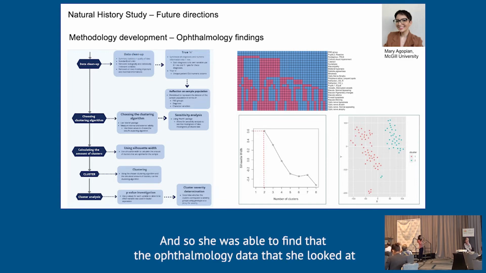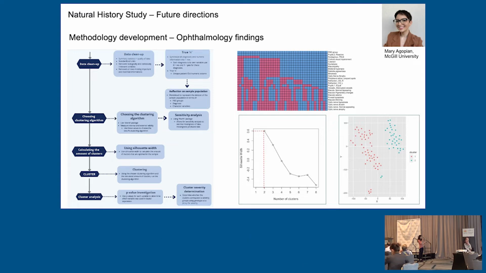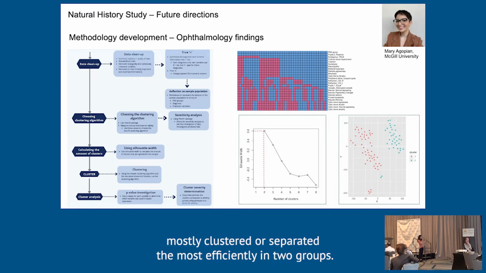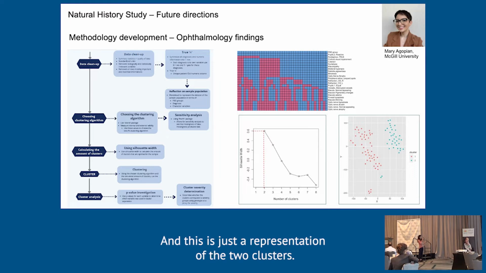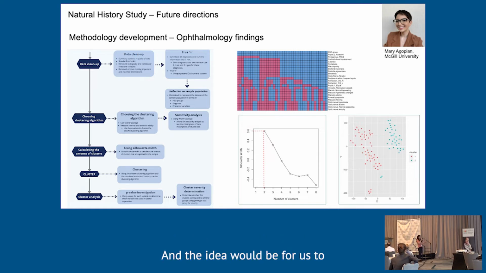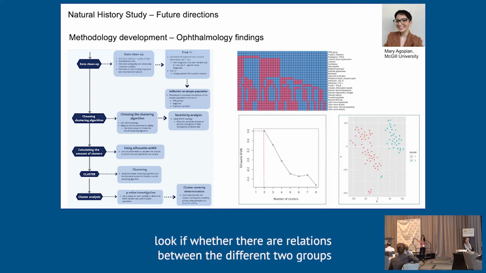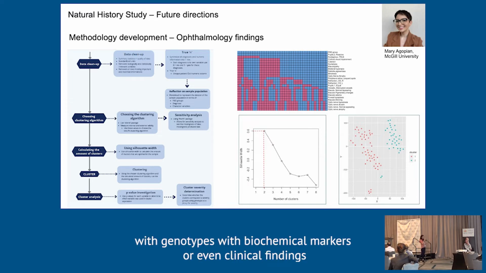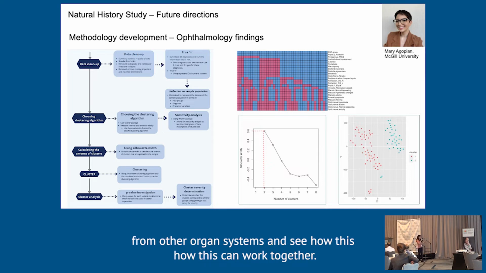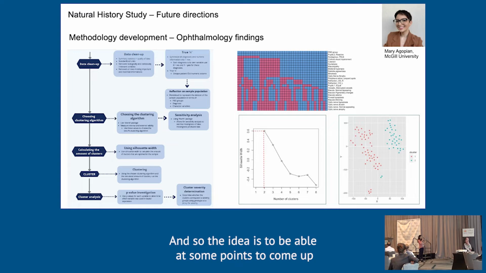And so she was able to find that the ophthalmology data that she looked at clustered or separated the most efficiently in two groups. And this is just a representation of the two clusters. So that was the result of her summer work. And the idea would be for us to look whether there are correlations between the different two groups with genotypes, with biochemical markers, or with even clinical findings from other organ systems, and see how this can work together. And so the idea is to be able at some point to come up with a multi-system severity scoring system for ZSD.